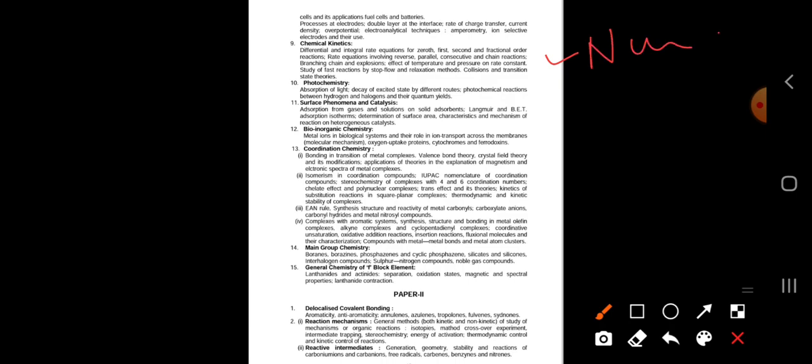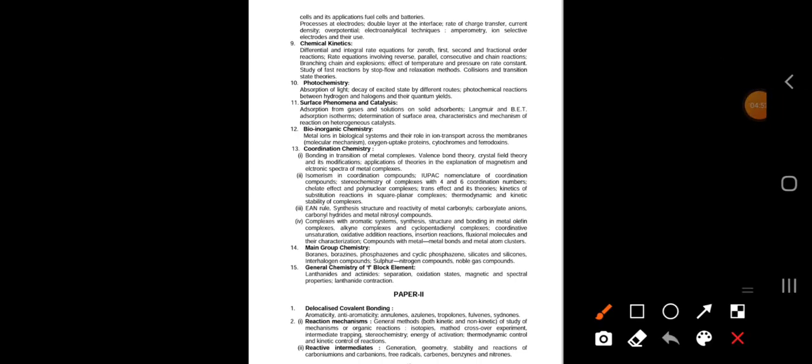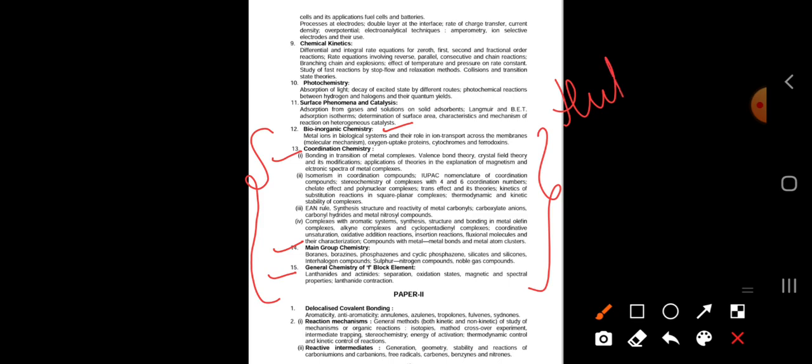The above-mentioned resources are enough. We need not consult any other resources. Now the next thing is the syllabus of inorganic. The syllabus of inorganic is not that vast. It consists of bioinorganic chemistry, coordination chemistry, main group chemistry, and the general chemistry of f-block elements. In bioinorganic, all these chapters can be easily prepared from Hui.